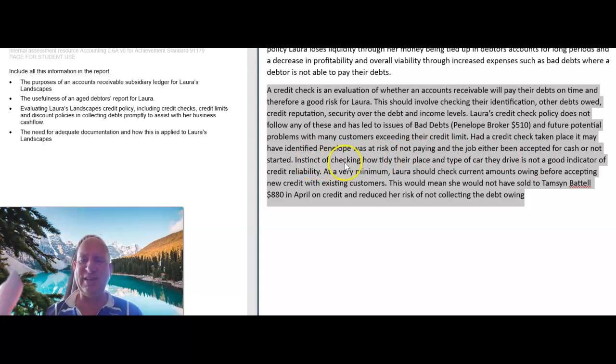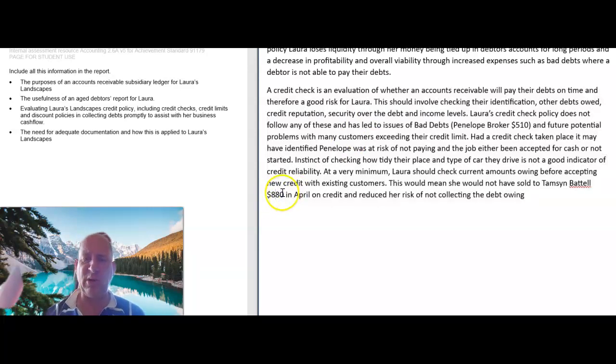It said what she did, instinctive checking how tidy her places be has not been a good indicator. At a very minimum, what should happen. So we've said what a credit check is, what's happened, what her policy is, and if there's any problems, including, really from the market's point of view, they're looking for dollar figures as well. Right, so you type that one in and see if you can understand, have a really good read through.